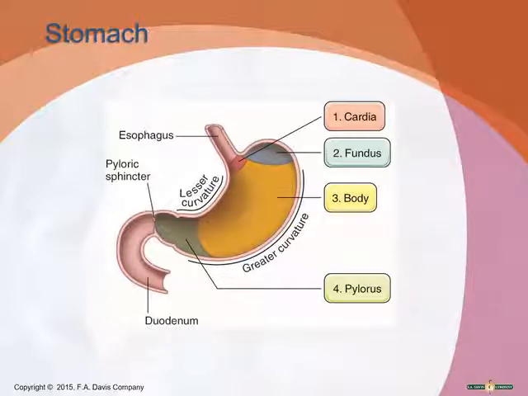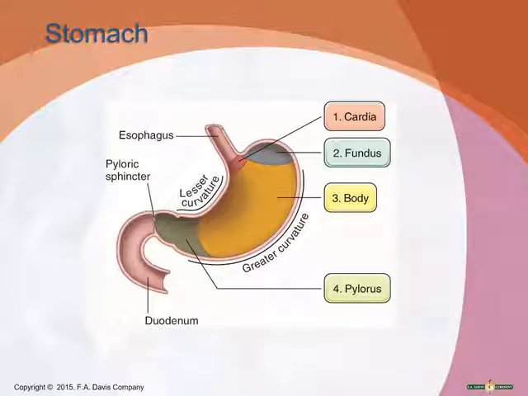The resulting semi-fluid mixture is called chyme, and that's spelled C-H-Y-M-E. Chyme leaves the stomach and enters the duodenum by passing through the pyloric sphincter right here.